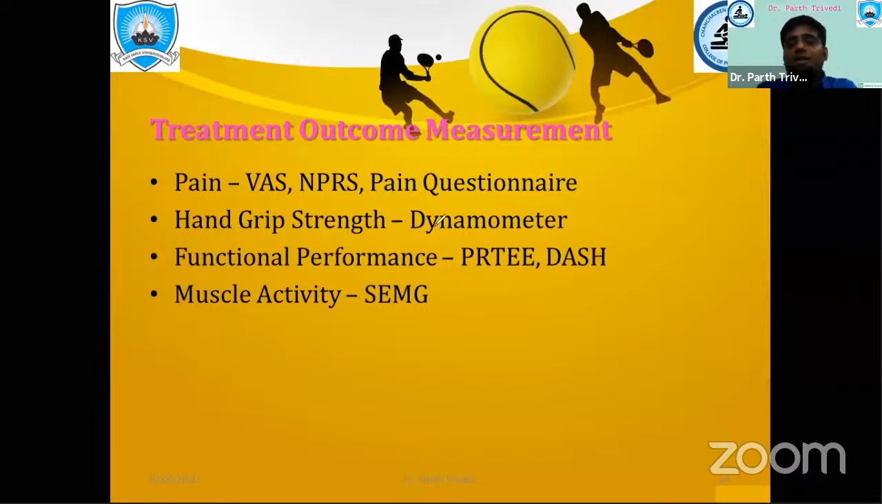Then hand grip strength, it is your hand dynamometer. We will see it later as an image. Functional performance: patient-rated tennis elbow evaluation, PRTEE. Again, I will be showing how we are scoring it. DASH, the disabilities of arm, shoulder and hand scale. This is again a scale. And muscle activity is measured through surface EMG. I will show you one video also later on, on how we can see the surface EMG and how we can use it in virtual rehab.